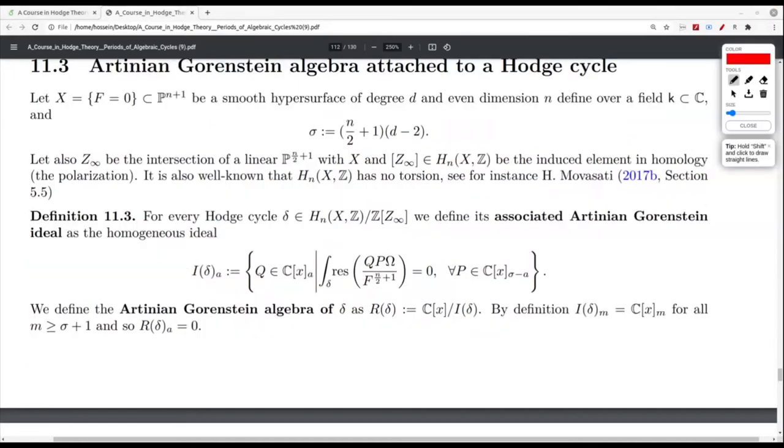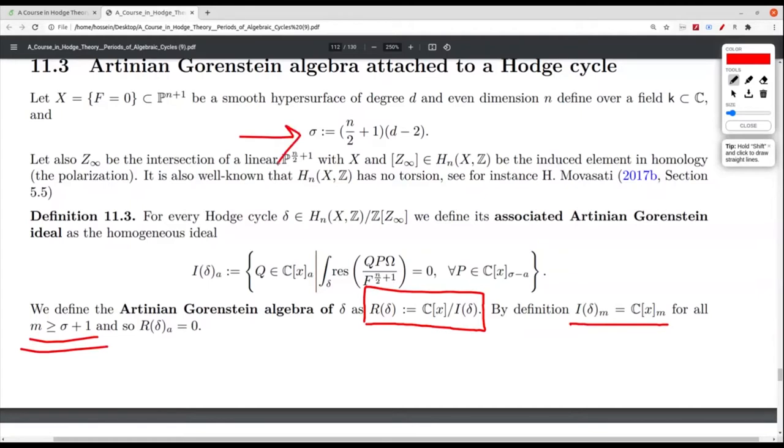The corresponding ring is defined as the quotient, and by definition, for m strictly bigger than sigma, remember that sigma is here, the piece R_m is 0. It is easy to check that I_delta is an ideal, but in the next proposition, we will see this in a different way.